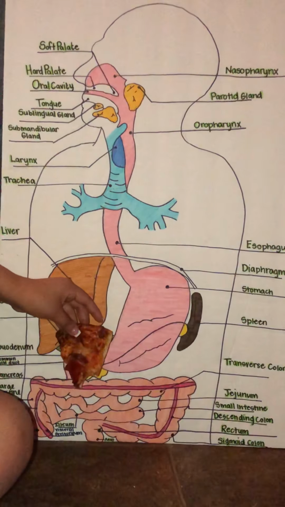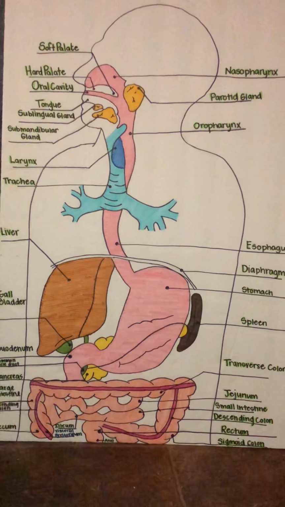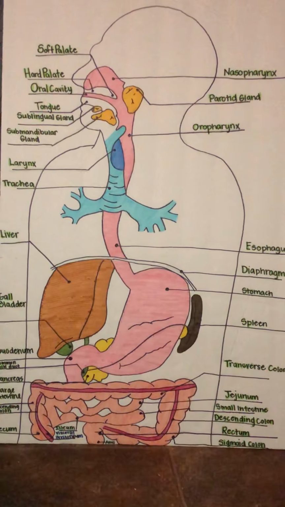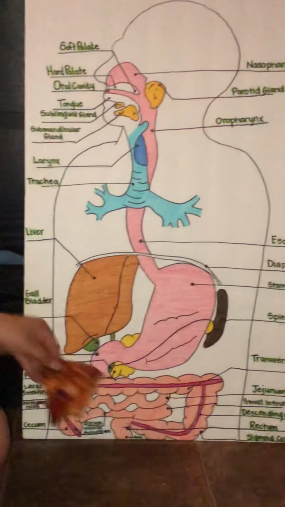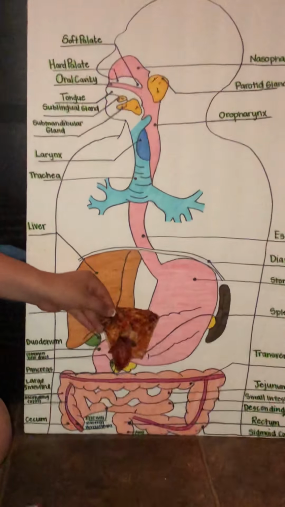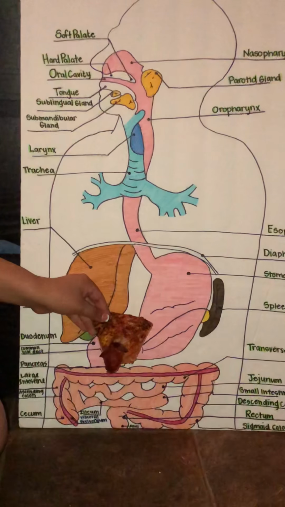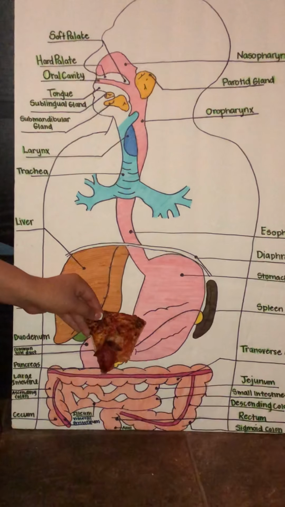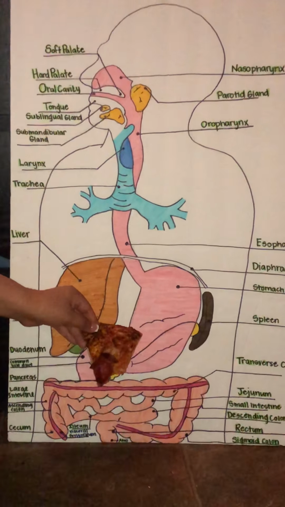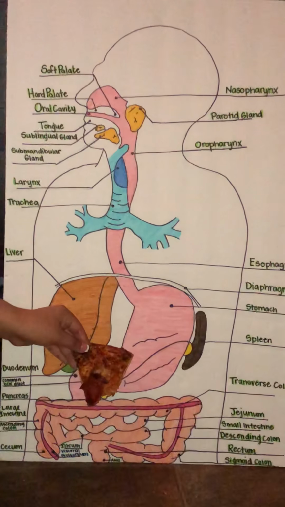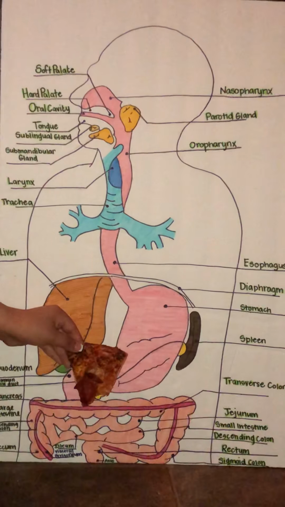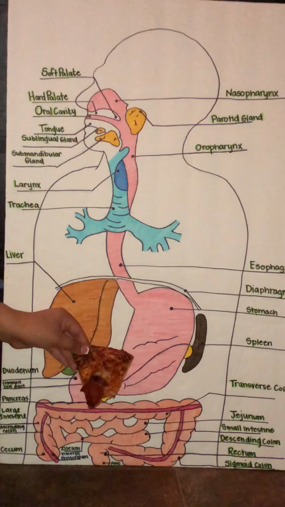The pancreas is right here. So it moves to the pancreas, where it neutralizes acid from the stomach. The final part is where nutrients from the food are absorbed into the bloodstream and sent to the liver.